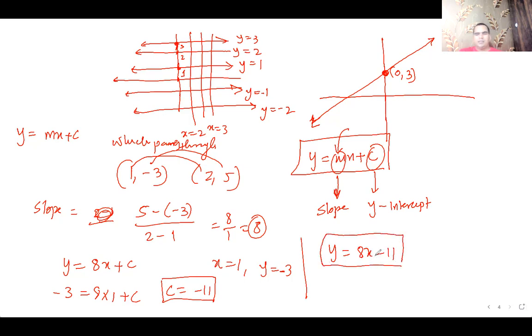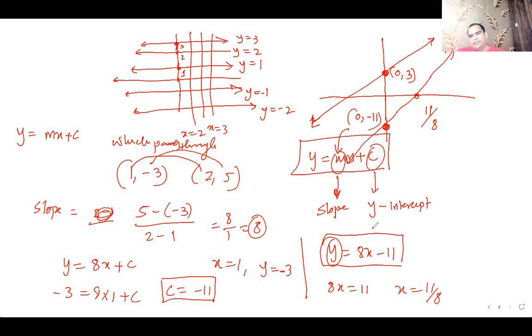So basically this will be a line that cuts the y-axis at 0 comma negative 11, which is the y-intercept, and its x-intercept will be when I plug in y as 0. So it will be 8x equals 11, so x will be 11 over 8. This will cut the x-axis at 11 over 8. So it'll be something like this as a line. This is just a basic example of how we find the equation of a line in slope-intercept form.